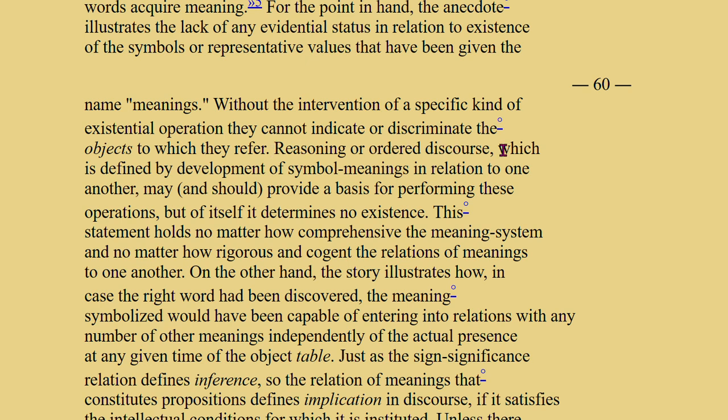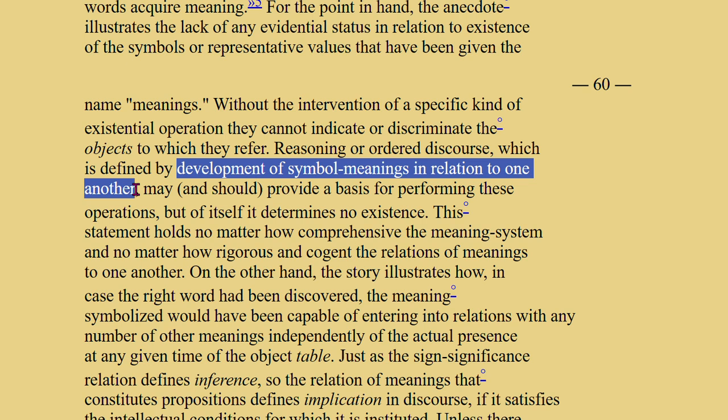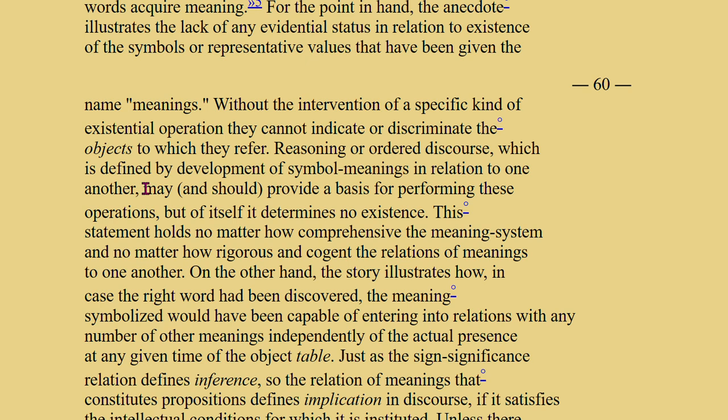Reasoning or order discourse, which is defined by development of symbol meanings in relation to one another. An important kind of definition, right? Reasoning or order discourse means development of symbol meanings in relation to one another. But reasoning or order discourse may and should provide a basis for performing these operations, but of itself it determines no existence. So through reasoning, we can come up with ideas about how to act, but reasoning itself does not determine any existential thing, that there is some this or that thing, right?